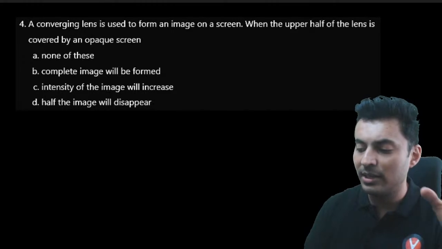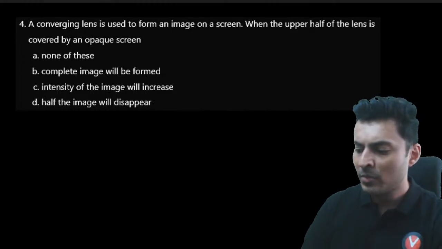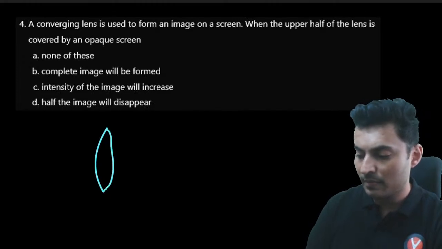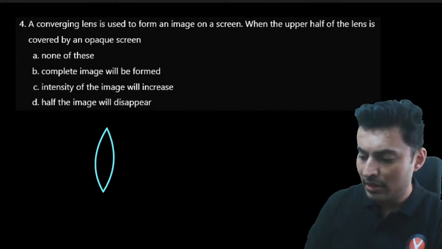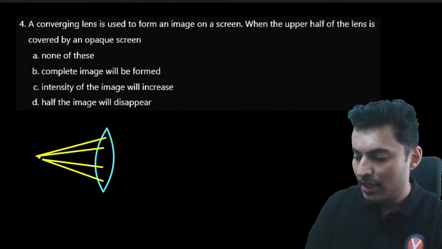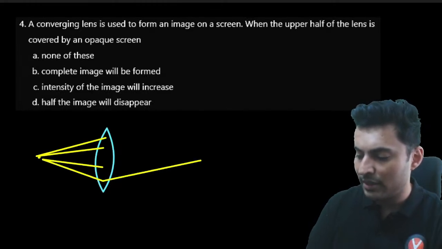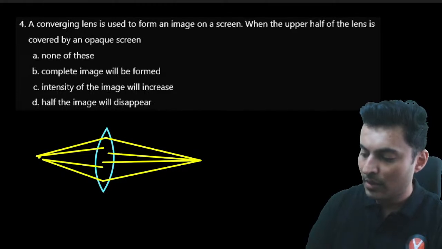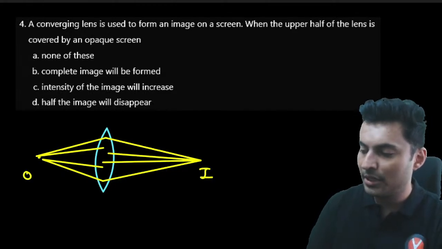If you use a converging lens to form an image on the screen, when the upper half of the lens is covered by some screen, what will happen? Even if there is a lens like this and there was an object, there will be many rays coming from the object, and they will be forming the image somewhere. Yeah, this is the image, this is the object.